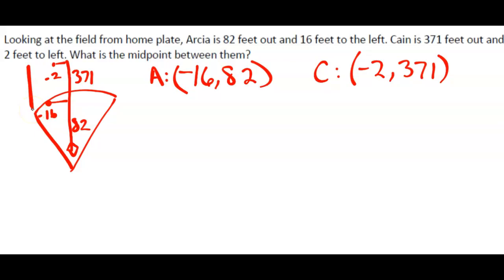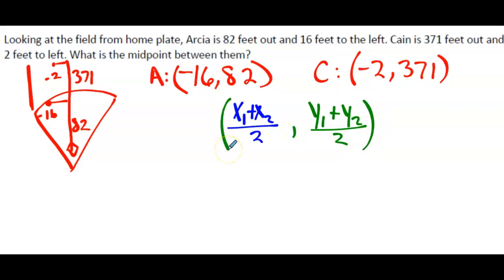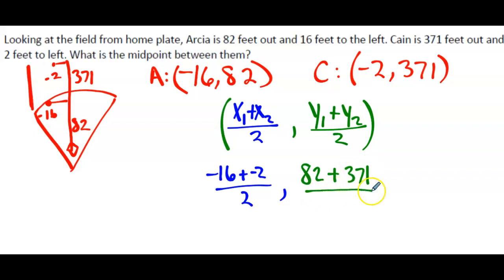Well, I've got to use my formula. So my formula was (x1 plus x2) divided by 2 and (y1 plus y2) divided by 2. That's my formula. Okay, so what are my x values? Well, they are negative 16 plus negative 2. I'm going to divide that by 2. That's going to give me my x value. My y value is going to be 82 plus 371. I'm adding them together. So it doesn't matter which order you take them in. It's okay if you take them in opposite orders.